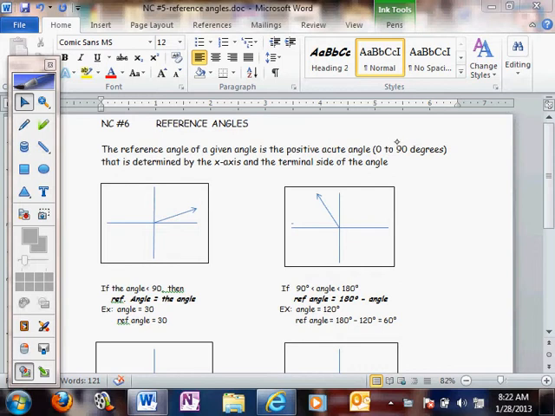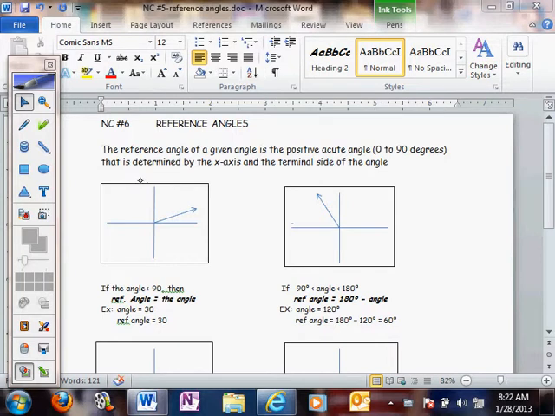Note card 6, we're going to discuss reference angles. The reference angle of a given angle is the positive acute angle, 0 to 90 degrees, that is determined by the x-axis and the terminal side of the angle. Now that's kind of a mouthful, so let me break that down to what I'm talking about.